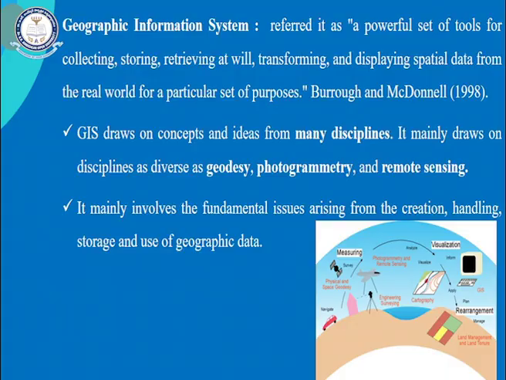It is referred to as a powerful set of tools: we can collect spatial data, store spatial data, retrieve spatial data, transform spatial data, and finally display the real world for a particular set of purposes. This definition is given by Burrough and McDonnell.